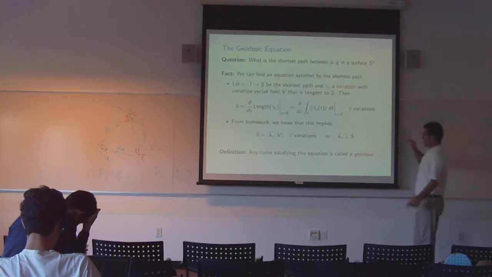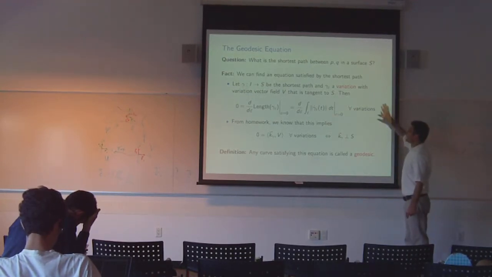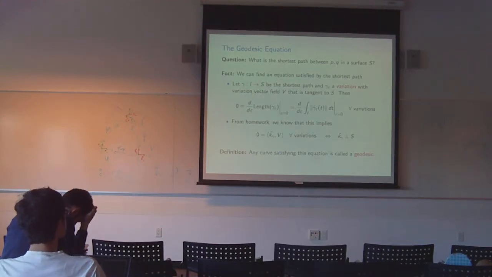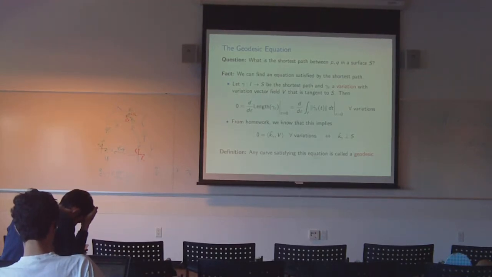Okay, right. So let's walk through this slide here. The question is, if I have a surface S, and I give you 2 points, what is the shortest path between those 2 points, P and Q, where the path is forced to remain on the surface?